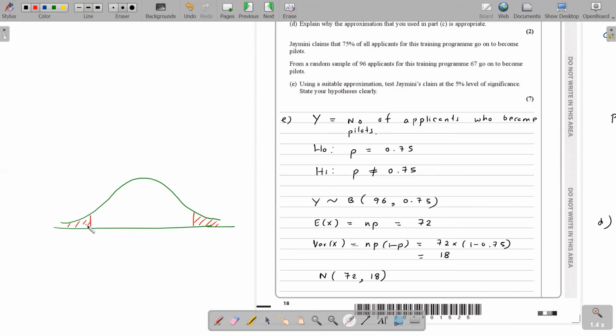You get it? The X value that we have is 67. The expected value, the mean value, is 72. It's lower. Do you remember in a two-tailed test?